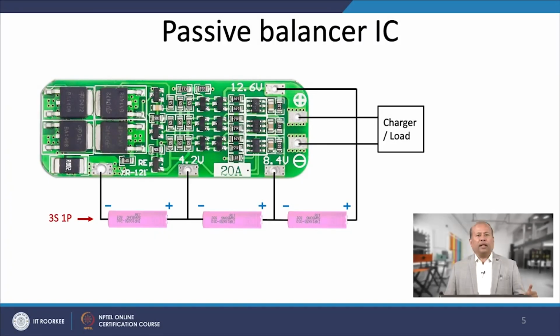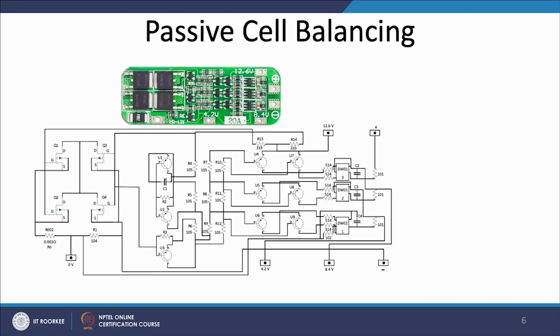The connection diagram consists of 3 positive connections from the battery and 1 negative terminal connection, and a pair of positive and negative terminals is provided for the external connection, which is for the charging and discharging connections. Now, the detailed architecture of passive cell balancing has been presented before you.